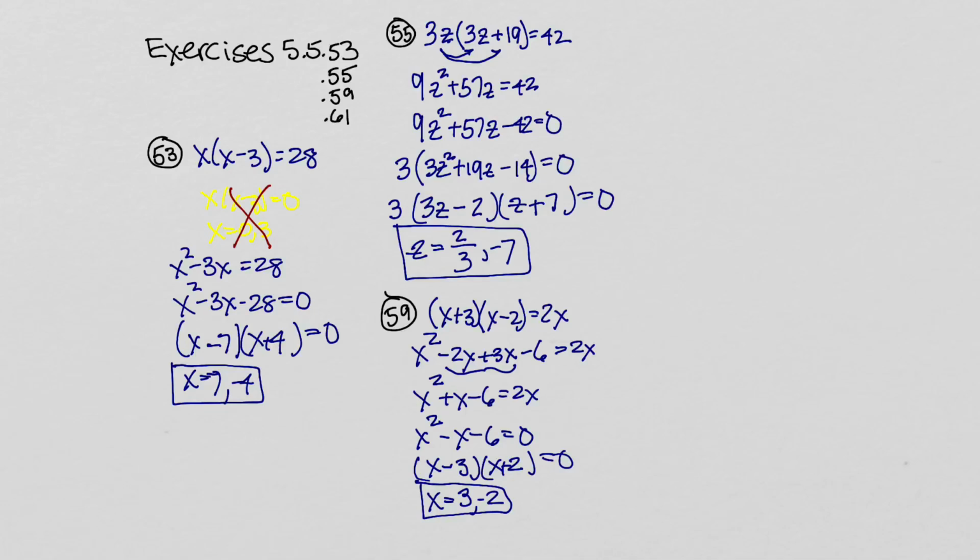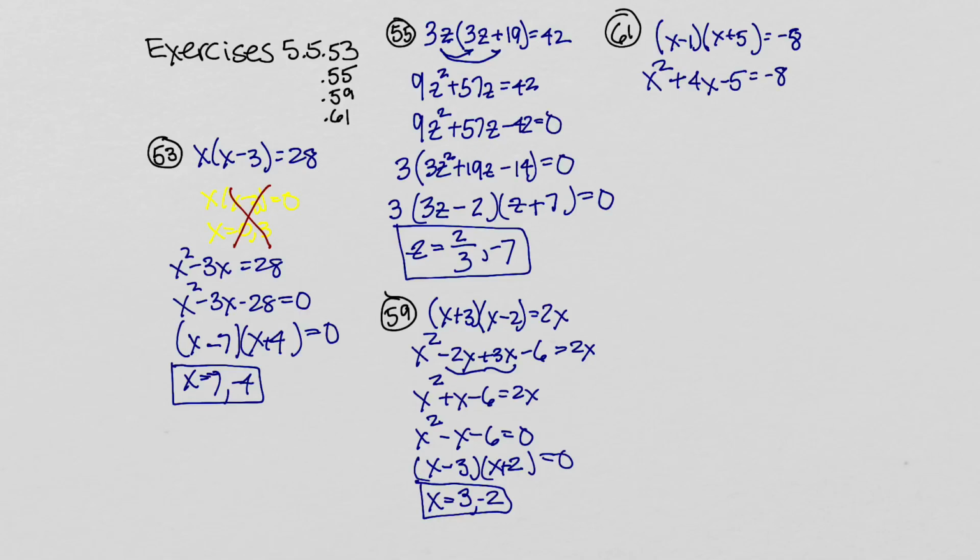Now here in problem 61, this is similar to 59. We've got these two factors here being multiplied, getting negative 8, not 0. So we're going to have to multiply these together. So we're going to get x squared. Now the outer product is 5x. The inner product is negative x. So 5x minus x is plus 4x. And then minus 5 equals negative 8.